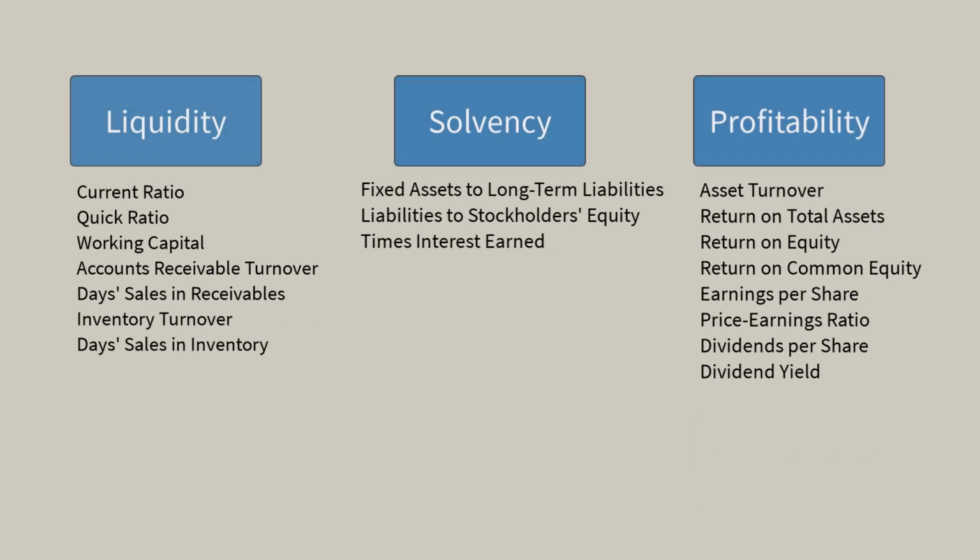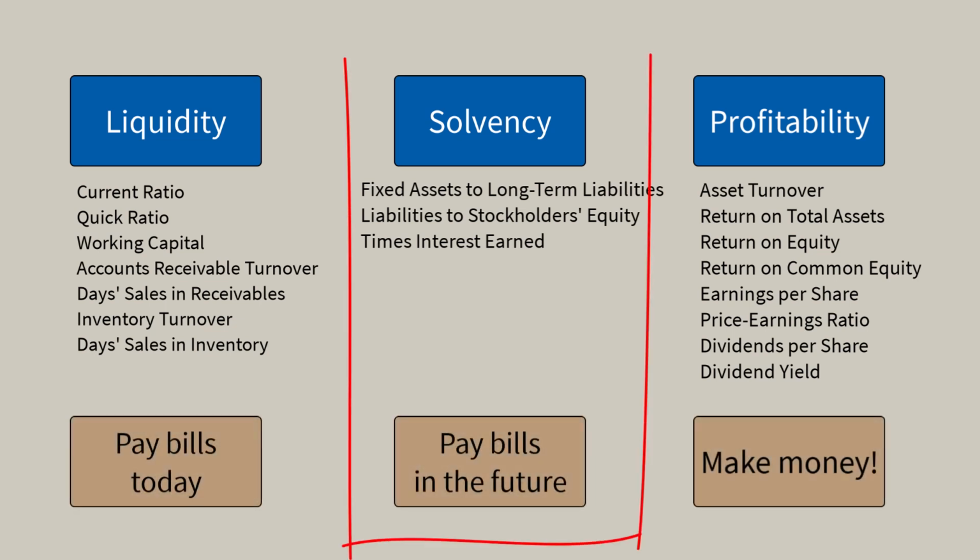Next, I want to talk about solvency ratios. Solvency ratios evaluate a business's ability to pay its bills in the long term. There are 3 solvency ratios that essentially do the same thing, so only one of these ratios is typically chosen by an analyst to use.